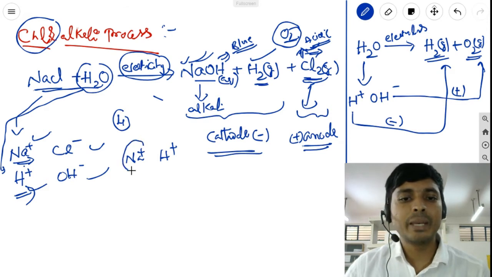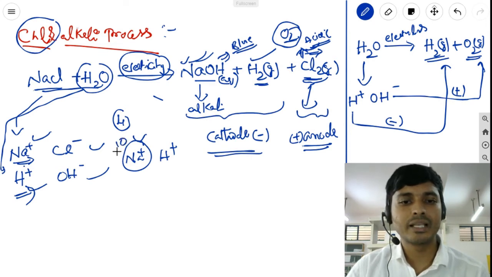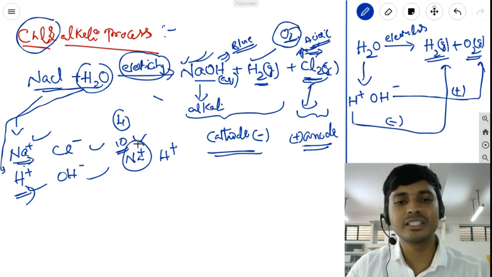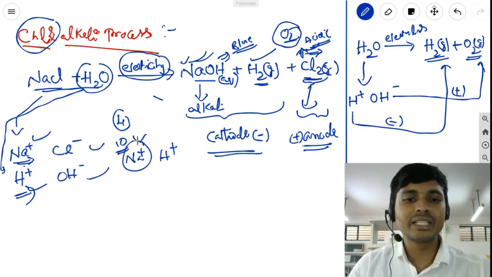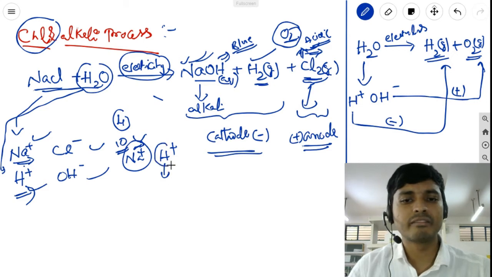Here Na plus is the stable ion. Na plus has completed its octet, because total electrons in this Na plus are 10 and outermost electrons are 8 electrons. So that completed the octet. So that's how this is the stable one. So introducing electrons to this one is not so simple. So what does that H plus do? It takes the electrons and this H plus is converted into H2 gas at the cathode.